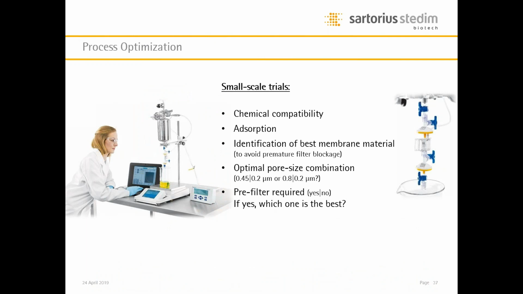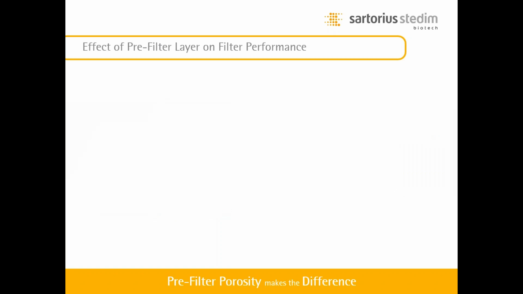So the chemical compatibility can be tested, absorptive behavior can be tested, and the identification of the best membrane material is done. What is the optimal pore size combination? Is it really 0.45, 0.2, or could a finer pre-filter be beneficial or not? Is a pre-filter required, yes or no? And if yes, which is the best one? So a lot of questions, and these can only be addressed and answered by data and by this kind of trial work. You can put a small-scale filter, filter your specific product, and you will get customized reports on what membrane and what membrane combination will outperform all the others.